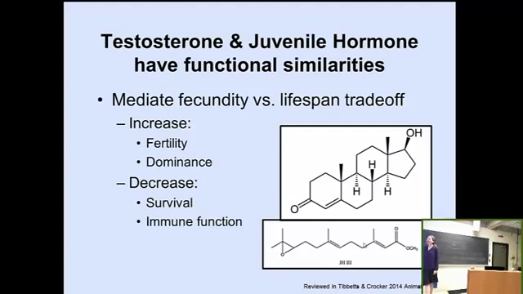But they do have this other hormone, which I mentioned earlier, juvenile hormone, and it has surprising functional similarities with testosterone. So the structure of these two hormones is quite different. The hormones work in different physiological backgrounds, but they have one key similarity, and that is that both of them mediate the fecundity versus lifespan trade-off. So in many species, testosterone and juvenile hormone increase fertility and dominance, and in many species, these hormones also decrease survival and immune function. So I think you can think about these two hormones as having surprising functional similarities. And I'm going to talk about how behavior influences juvenile hormone in paper wasps.